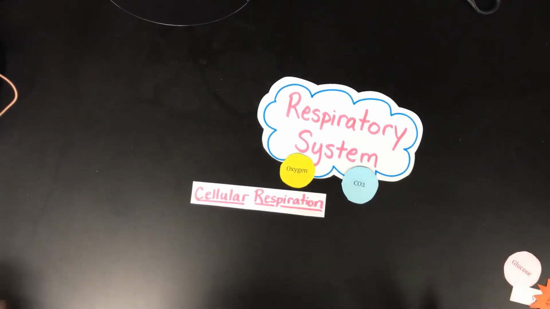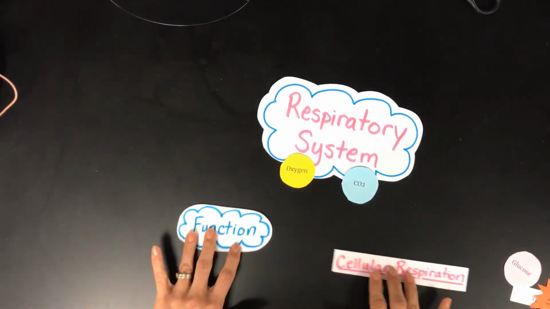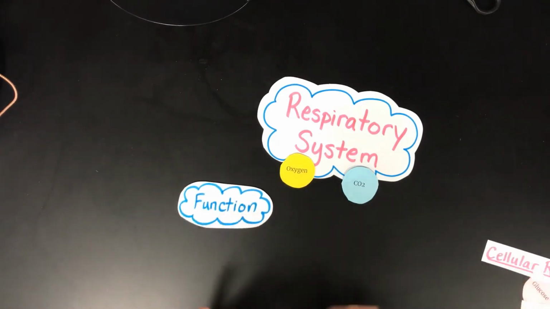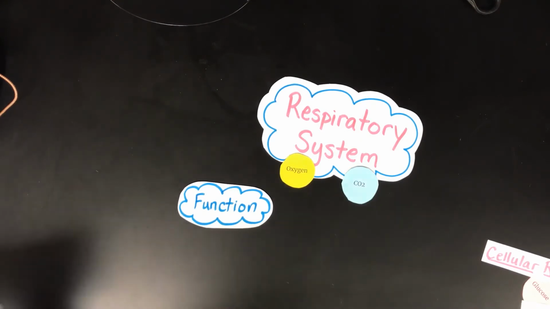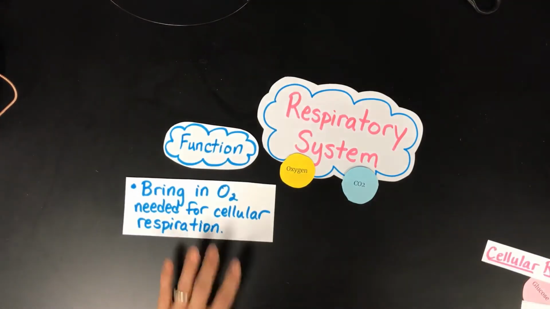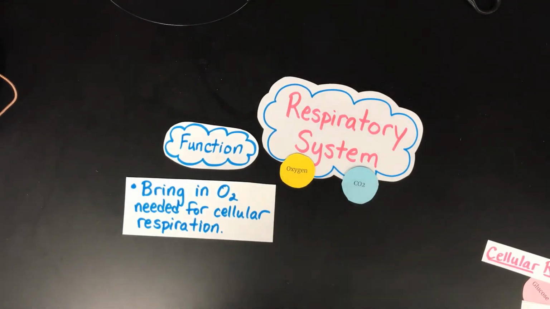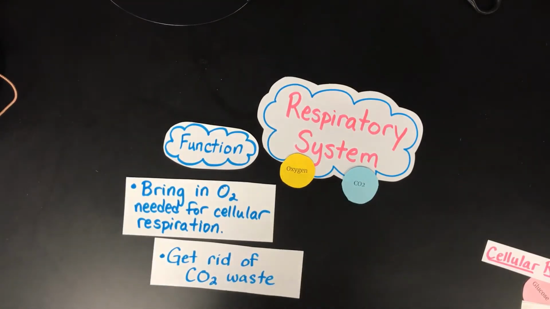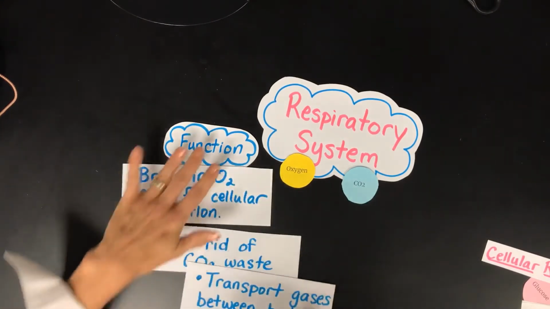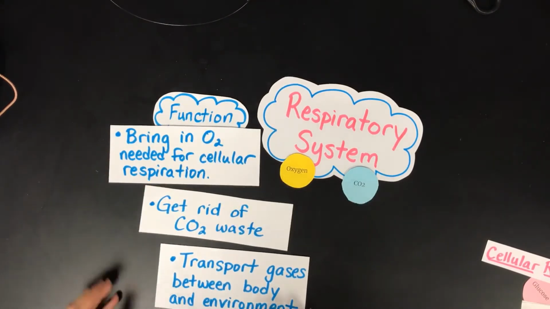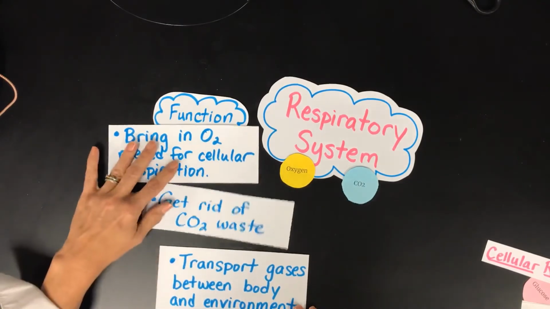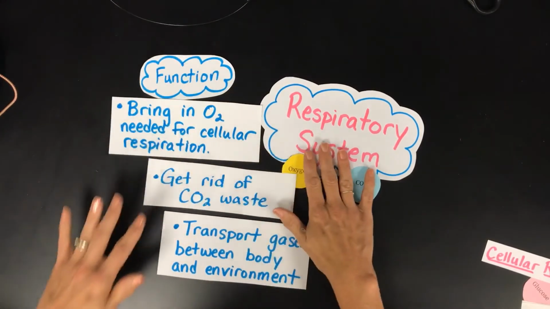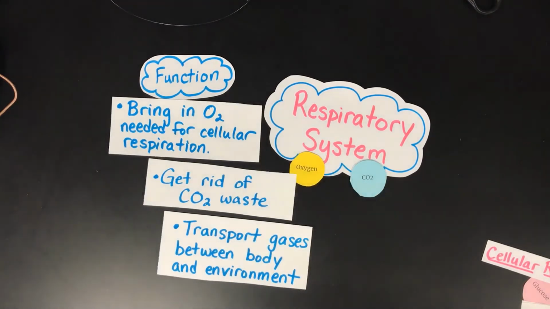With that in mind, what can we say about the function of the respiratory system? Well, first of all, we need to bring in oxygen needed for cellular respiration. And we need to get rid of the carbon dioxide waste. And we also need to transport those gases between our body and the environment. So these are the primary functions of the respiratory system.